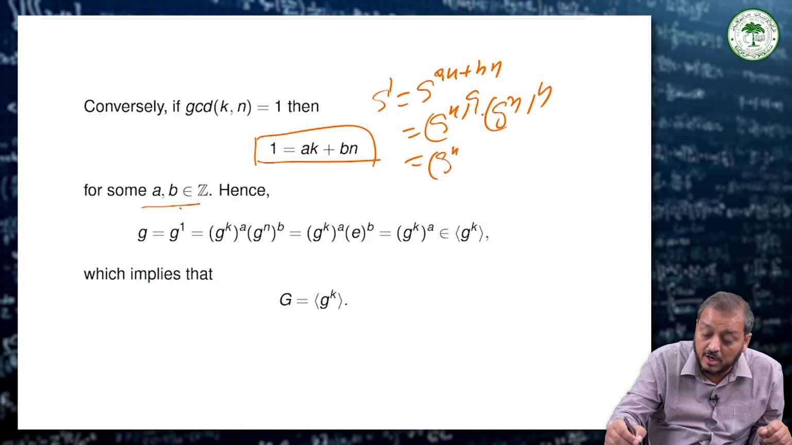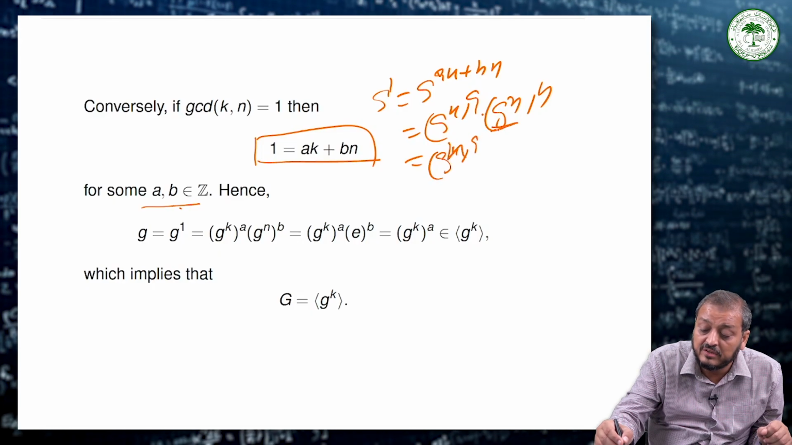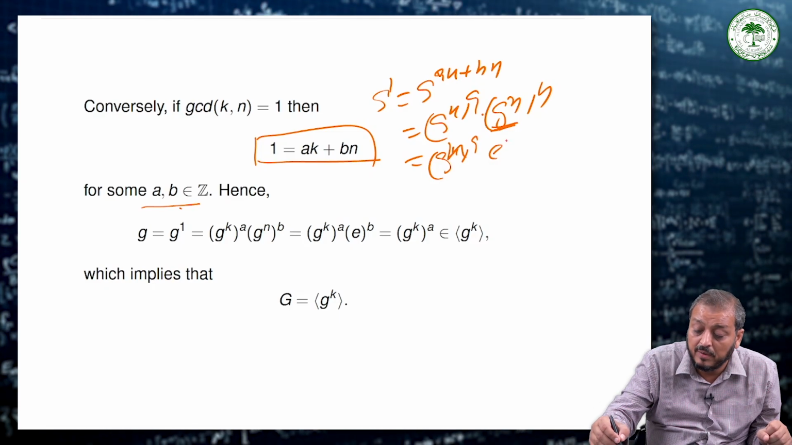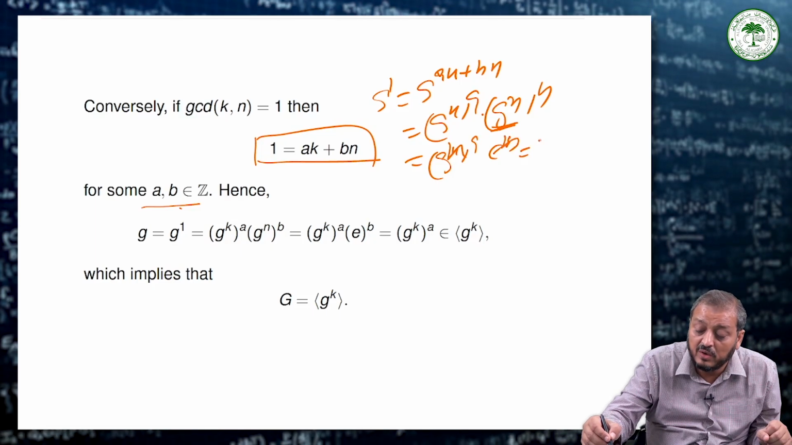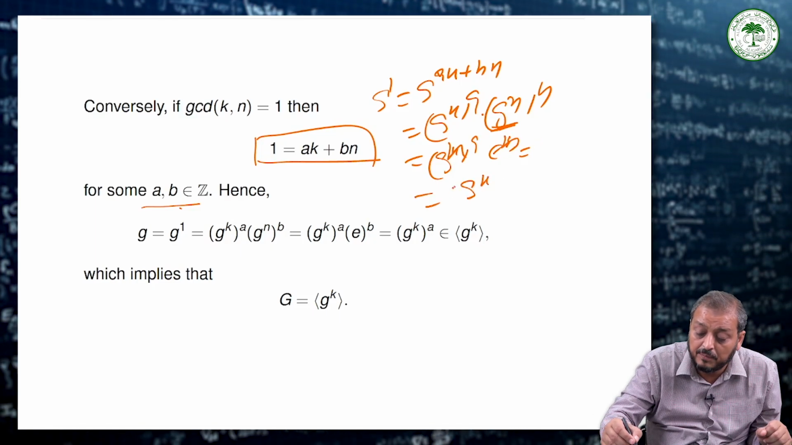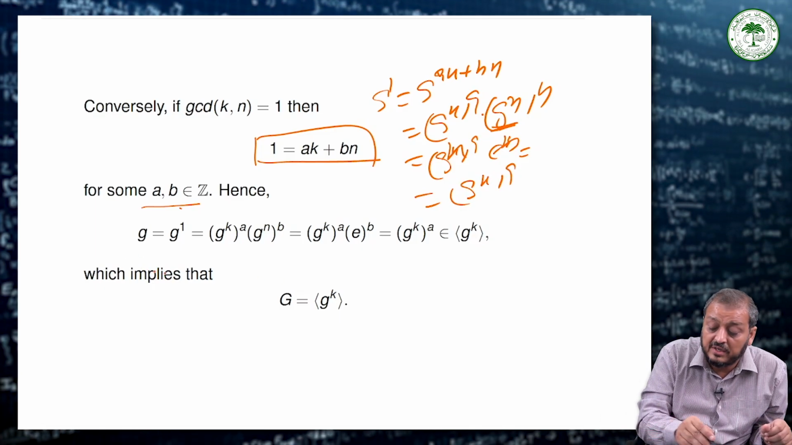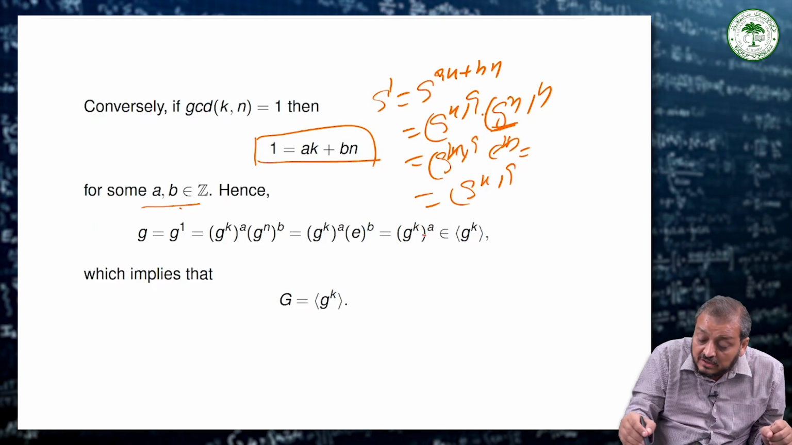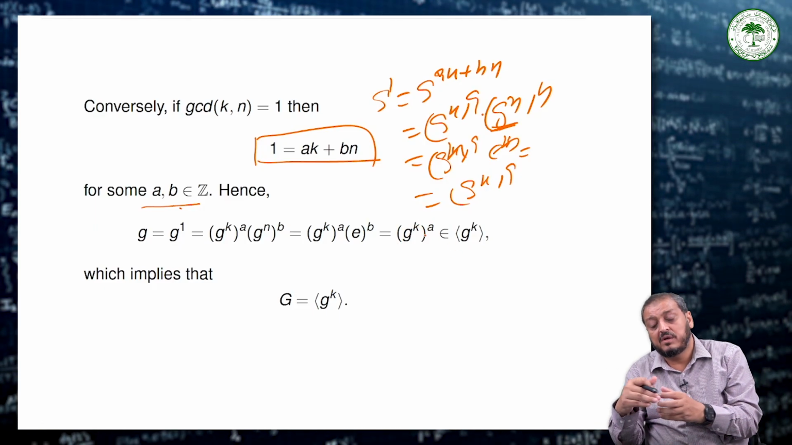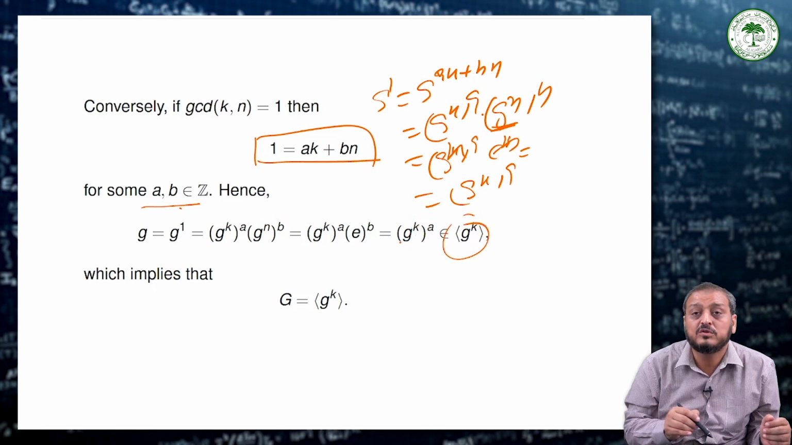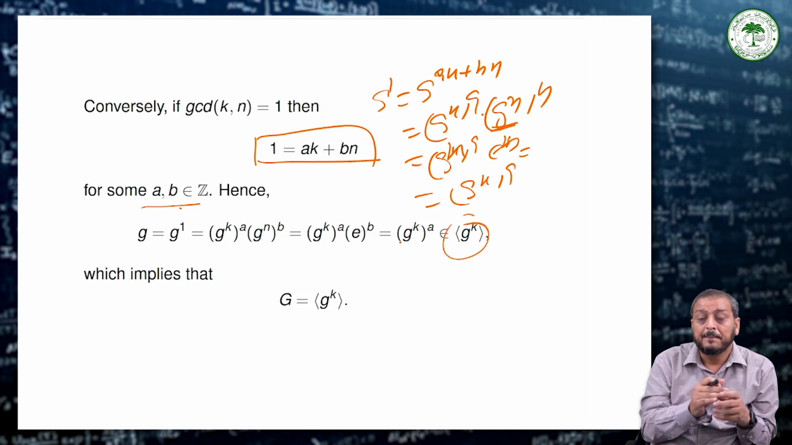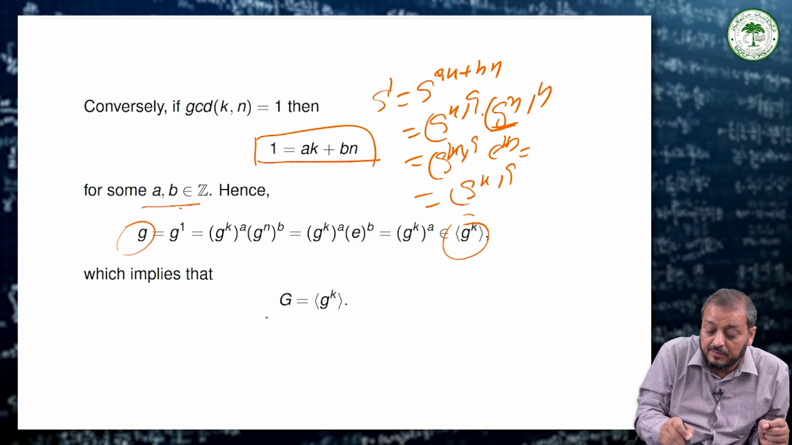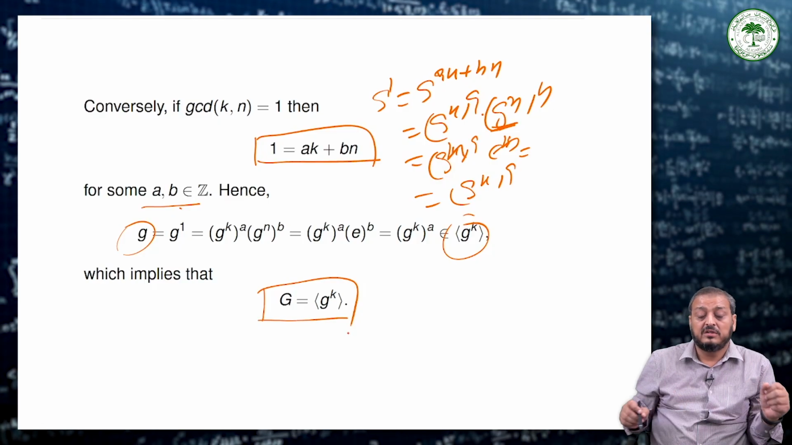So g to the power k to the power a, and g to the power n is equal to the identity, because the order of g is equal to n, and this is e to the power b, which is equal to again g to the power k to the power a. So g can be written in the form of g to the power k to the power a. So g is some power of g to the power k, so it belongs to the subgroup generated by g to the power k, which implies that g can be written as a generator of g to the power k.